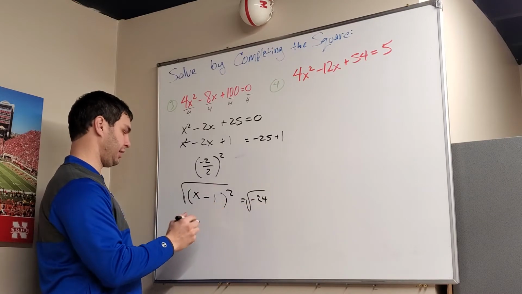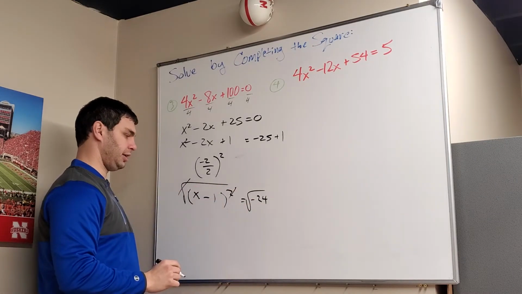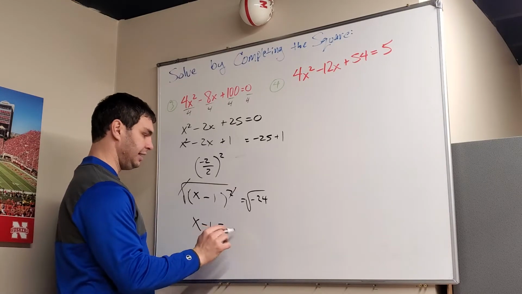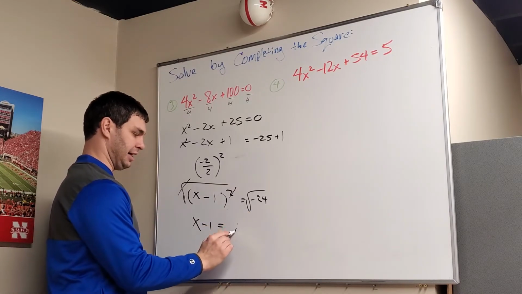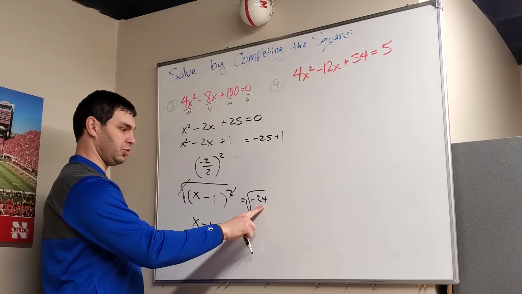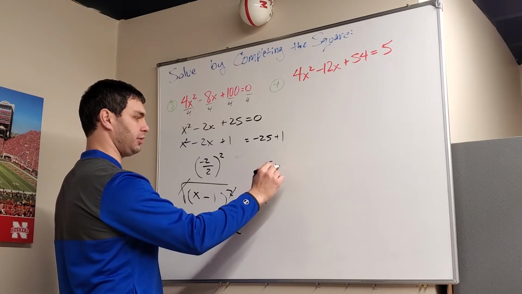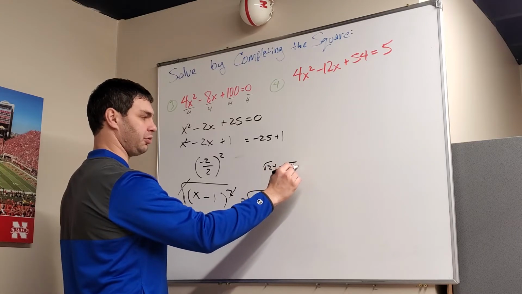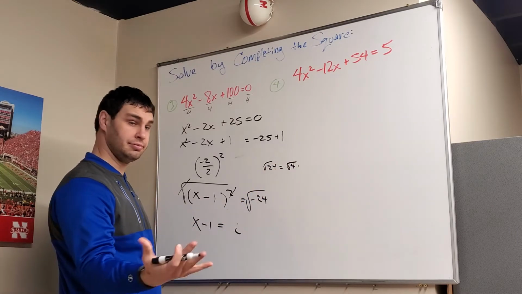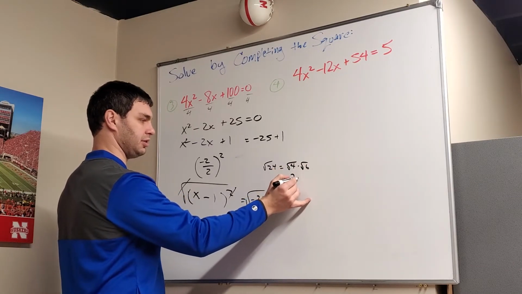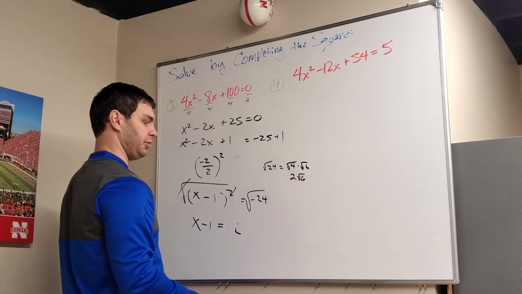Okay, gotta fix that. So first off though, the square root and the square cancel, leaving me with just x minus 1 on the left side. On the right side, as mentioned, I do need to take out an i, as well as 24. Well, the square root, so let me do a little side work up here. Square root of 24 is the same thing as the square root of 4 times the square root of 6. Okay, and the square root of 4, of course, is 2. So this is 2 square roots of 6.